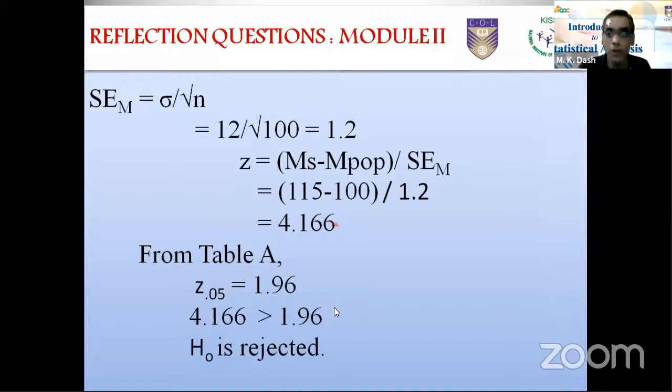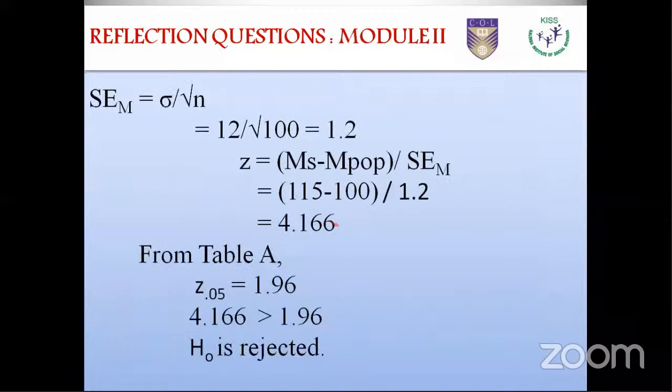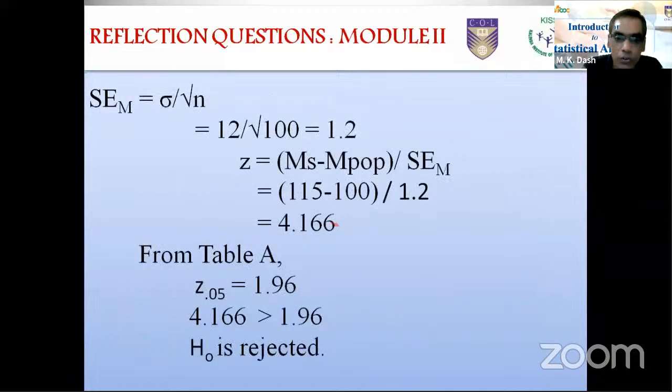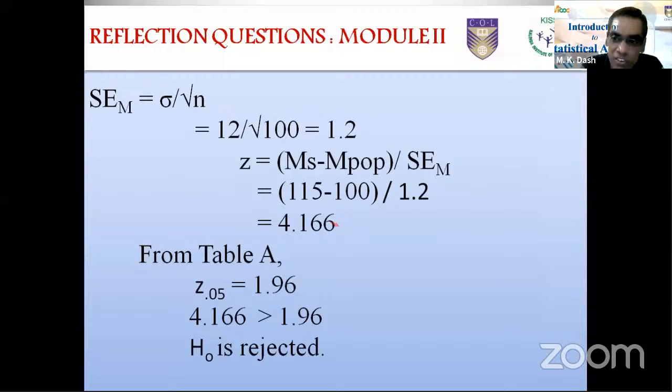Now you tell me, if the calculated value is greater than the critical value, what will we say? Will we accept the null hypothesis or reject the null hypothesis? We reject. We will reject the null hypothesis. So the null hypothesis is rejected. What did the null hypothesis say? It said there is no significant difference. We are rejecting the null hypothesis, which means there is a significant difference between the two.